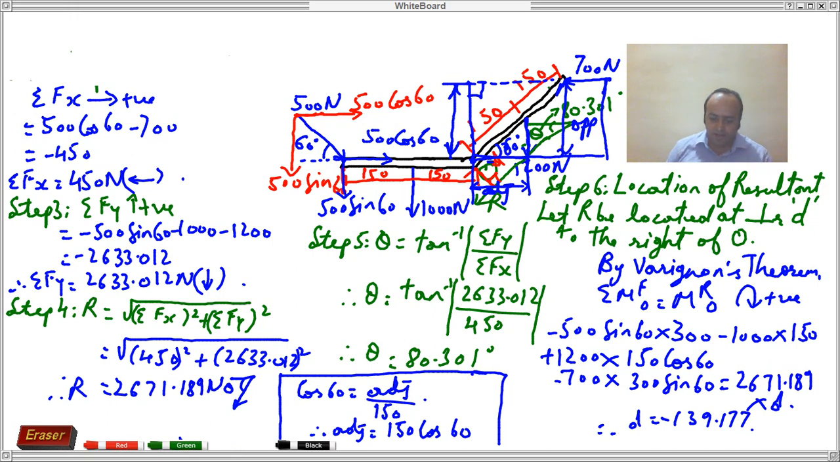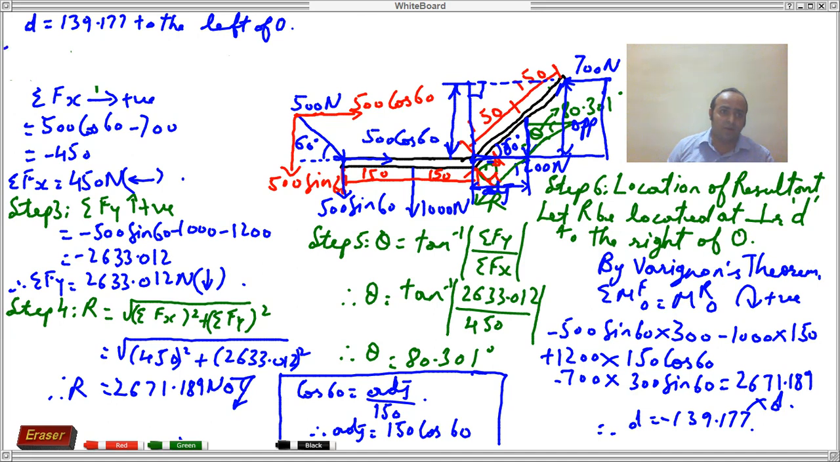So finally, therefore, D is equal to 139.177 to the left of O. Our assumption went wrong about the location, which was to the left actually rather than right.